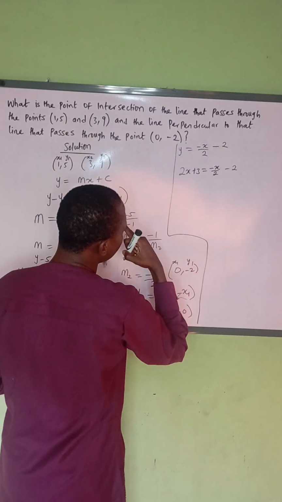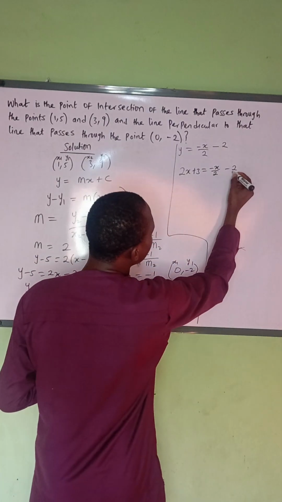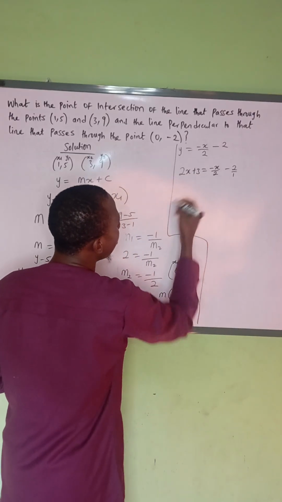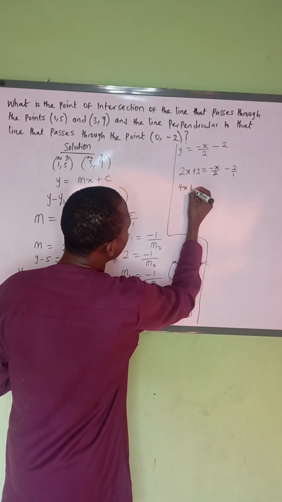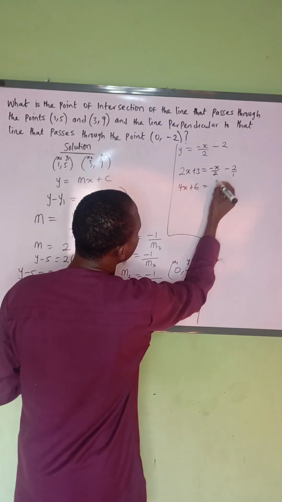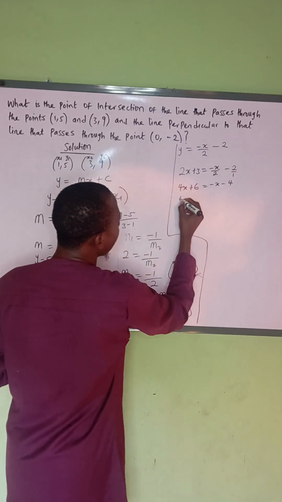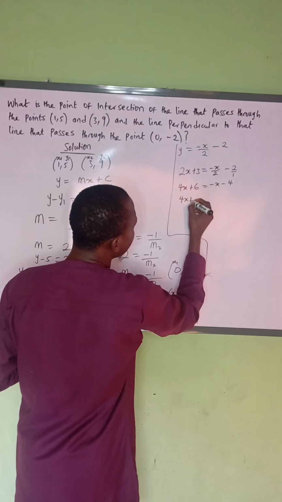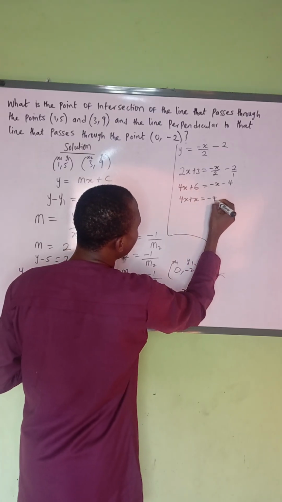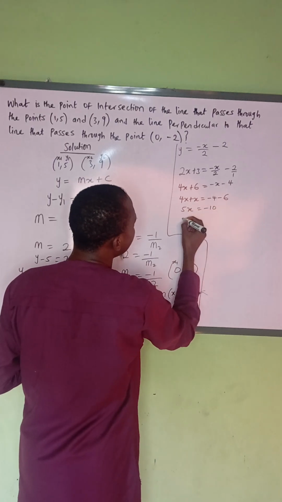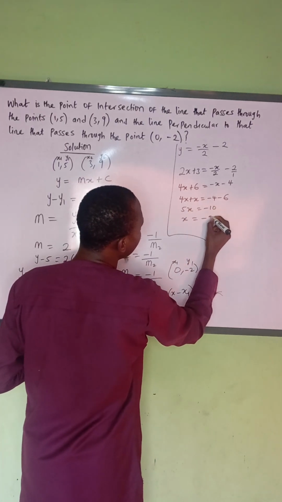Now let's clear the fraction and multiply by the LCM. The LCM here is 2. So if we multiply all of this by 2, we have 4x plus 2 times 3, that's 6, equal to -x - 4. So now we have 4x. If this -x comes here, it becomes +x, equal to -4 - 6. So 5x will be equal to -10. So the value of x here will be equal to -2.